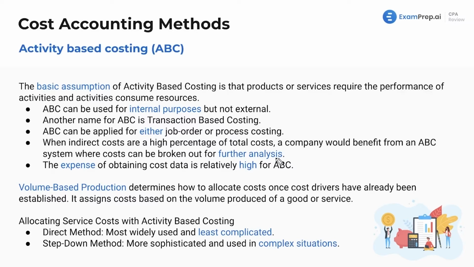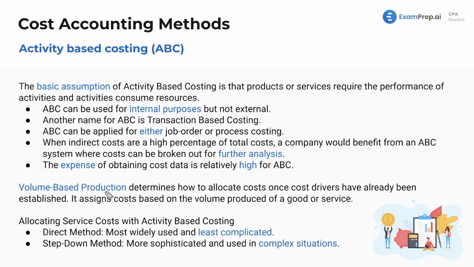We don't want lump sum costs. We want to break them out. We want to understand them as a whole. We want to see where everything's going. And lastly, the expense of obtaining cost data is relatively high for activity-based costing. If you're a small little factory, economies of scale and all that, you're probably not going to want to use activity-based costing. However, if you're super complex operations, high scale, such as Walmart, then you're going to want to see where everything's coming from, right? See where all of our costs are getting assigned.